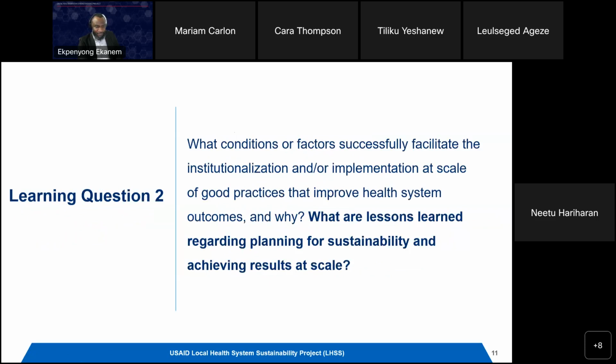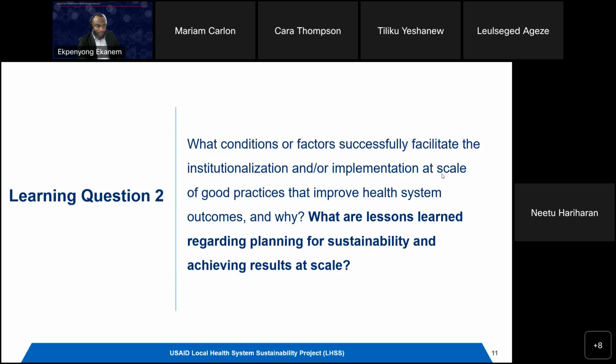Thank you. The specific focus of this deep dive discussion will be on question 2, which aims to explore the conditions or factors that facilitate the institutionalization and scale up of good practices that improve health system outcomes and extract the lessons learned regarding planning for and achieving results at scale.